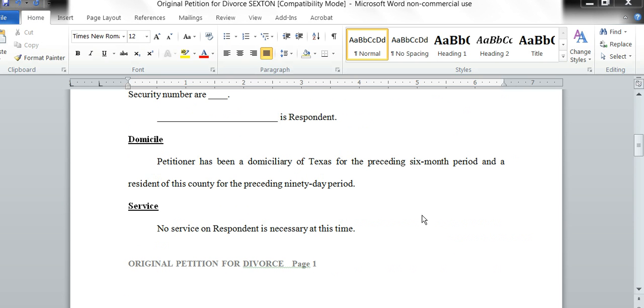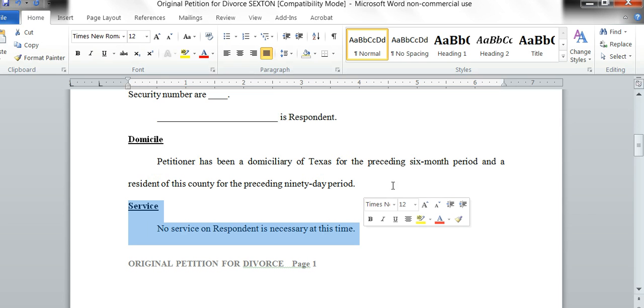All right. Next thing that you're going to have in here is a paragraph relating to service. In the case of a contested divorce, somebody files the petition for divorce, and that petition is served upon the respondent. This is an uncontested divorce. The respondent in this case is going to sign what is called a waiver of citation. So you don't have to serve the citation on him.